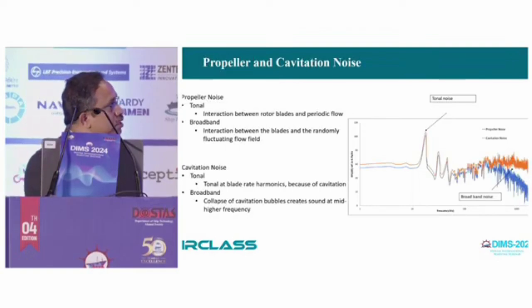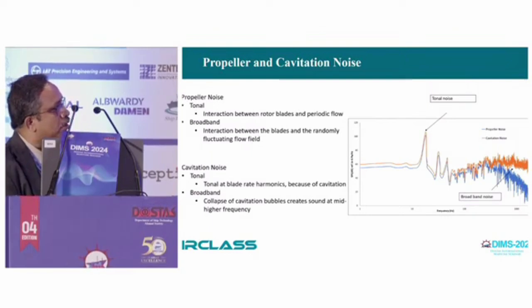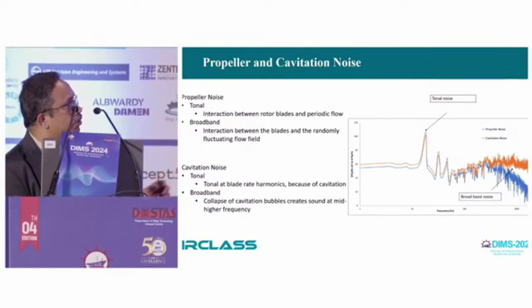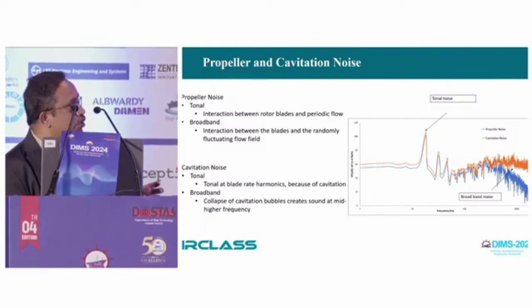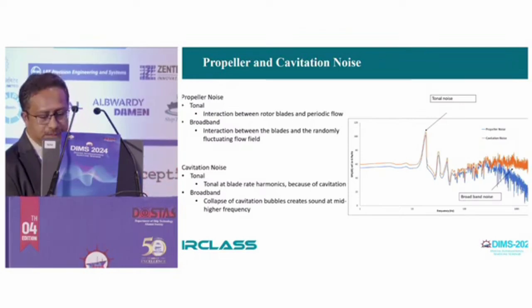So this is what we can see. This is a tonal noise. It is a function of blade pass frequency. And this is the radiating broadband noise. Let us take the case of cavitation. In cavitation also, we will see these two types of noise, one is tonal and the other is broadband noise. The broadband noise in cavitation is mostly because of the cavitation bubbles, which implode and pulsate, resulting in a higher frequency noise. So we are going to talk about how we numerically model propeller noise as such.